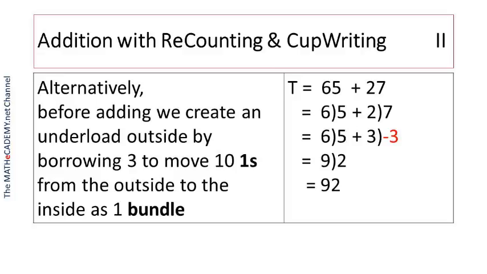Alternatively, before adding 27 to 65, we create an underload outside, by borrowing 3, to move 10 ones from the outside, to the inside, as one bundle, thus recounting 27, as 3 bracket negative 3. That added to 65 gives 9 bracket 2, or 92.